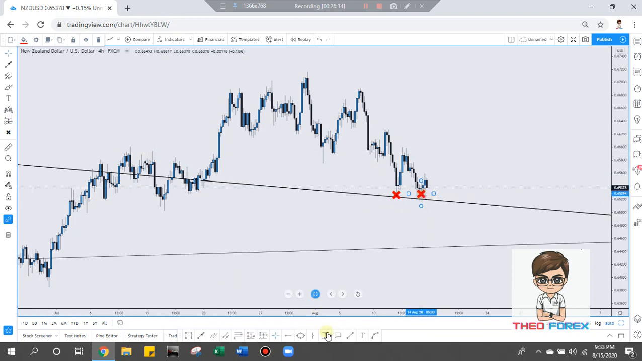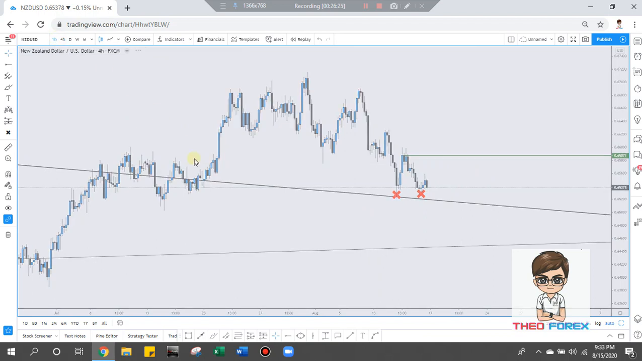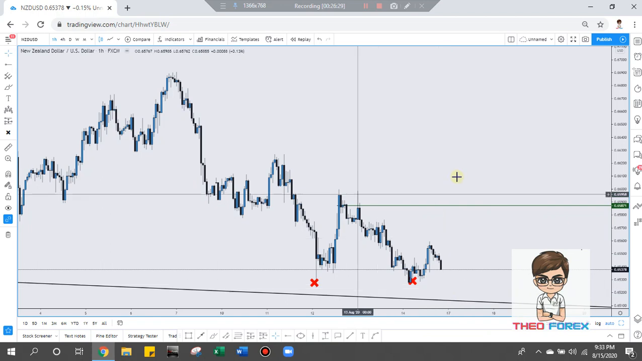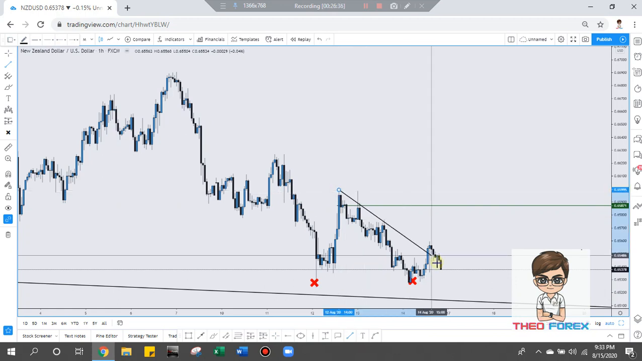Now they will just wait for price to close above the neckline of the double bottom. Once price closes above this area, they will look for buying opportunities on the 1-hour time frame. And what they can do on this 1-hour time frame is to put a trend line on it.